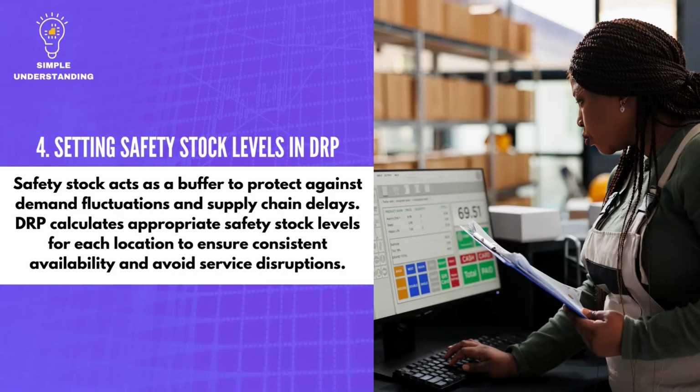4. Setting safety stock levels in DRP. Explanation. Safety stock acts as a buffer to protect against demand fluctuations and supply chain delays. DRP calculates appropriate safety stock levels for each location to ensure consistent availability and avoid service disruptions.